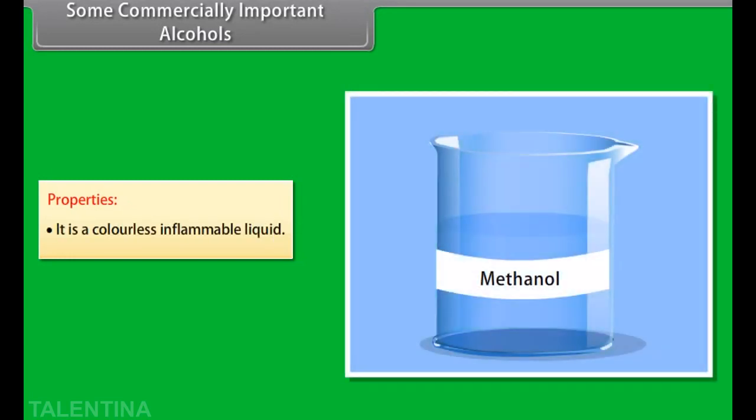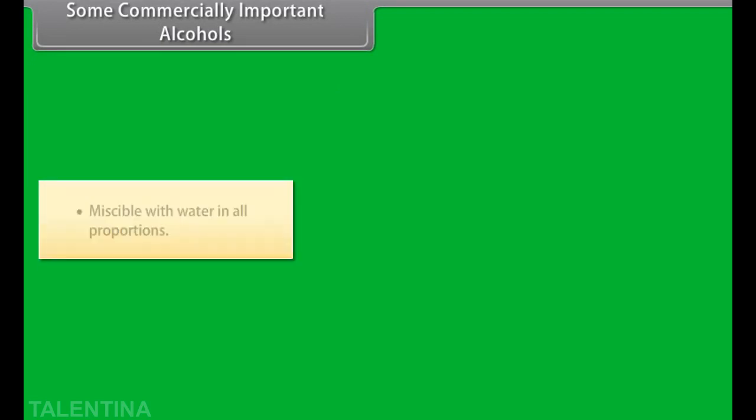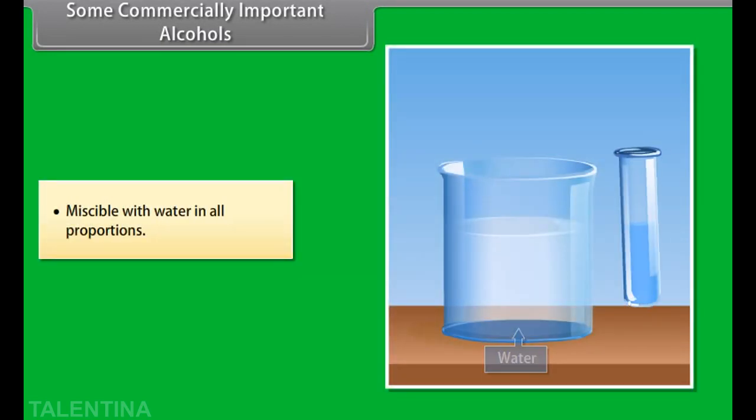Properties. It is a colorless, inflammable liquid, miscible with water in all proportions.